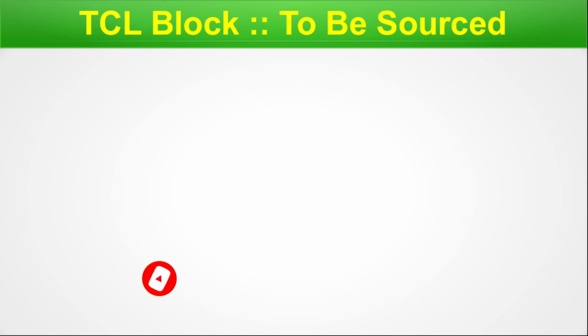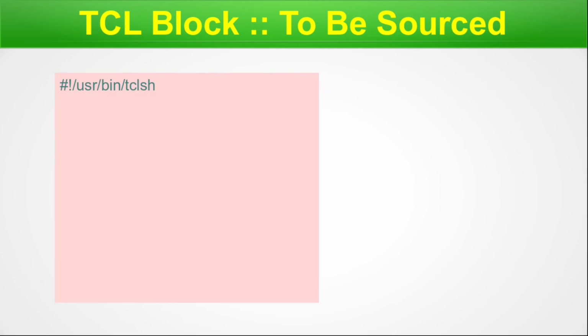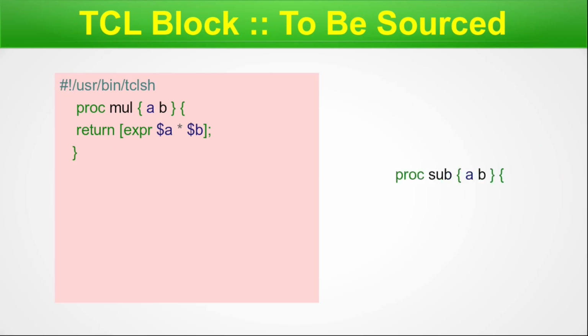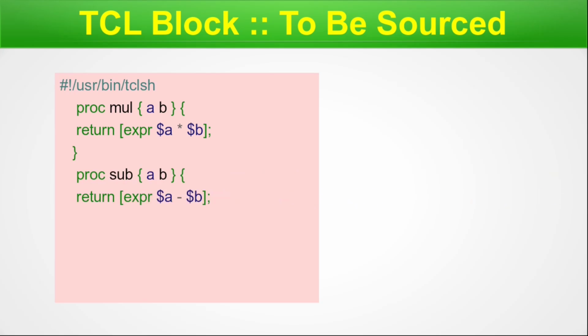Here, this particular pink block will contain the code. We start our code with the hashbang /usr/bin/tclsh. We write the procedure of multiplication with 2 arguments a and b, and we have the return statement as a multiplied result, and we close it. Similarly, we have the subtraction a and b. We have the mathematical expression in this next line, and we close the procedure.